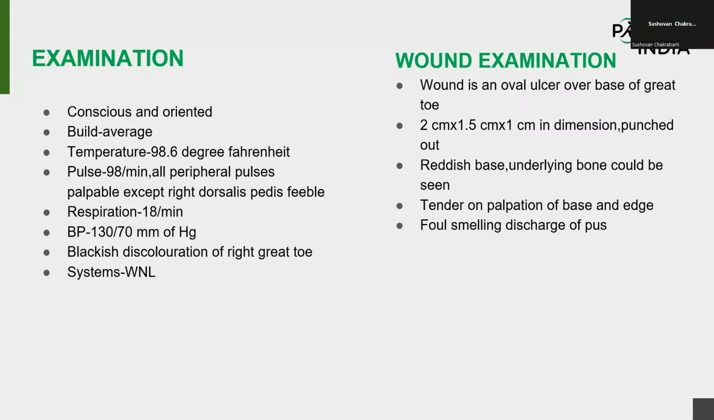On local examination of the wound, it was an oval ulcer over the base of the great toe. It is 2 centimeters into 1.5 centimeters into 1 centimeter in dimension, punched out, with a reddish base with underlying bone that could be seen. It is tender on palpation of the base and edge, and foul smelling pus was being discharged from the wound.